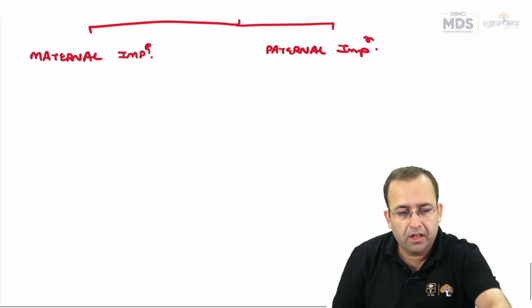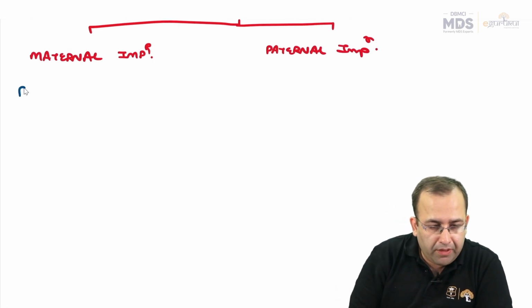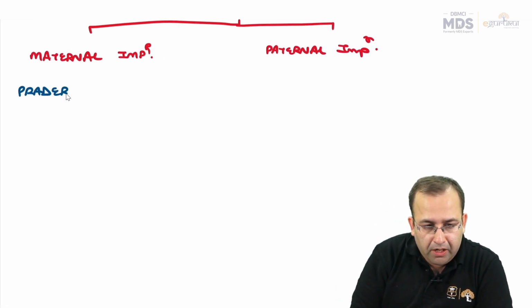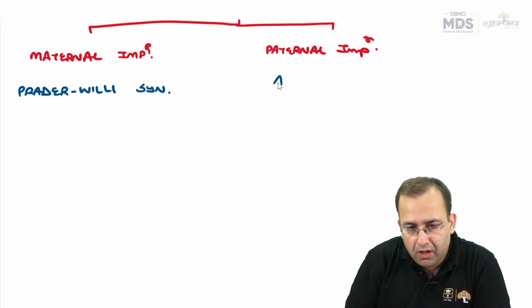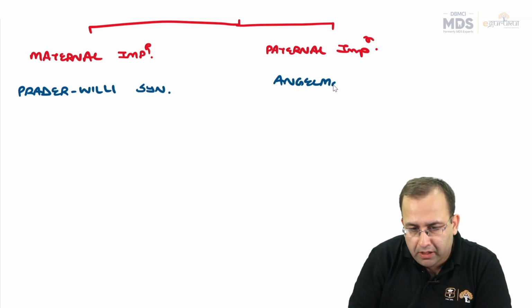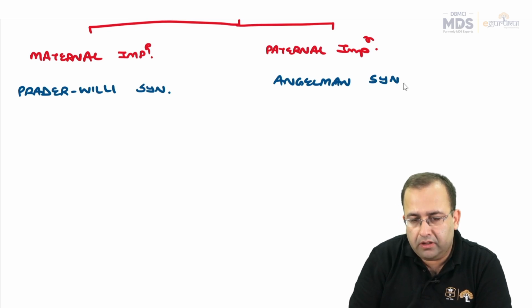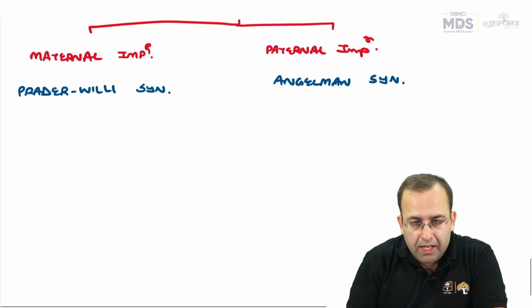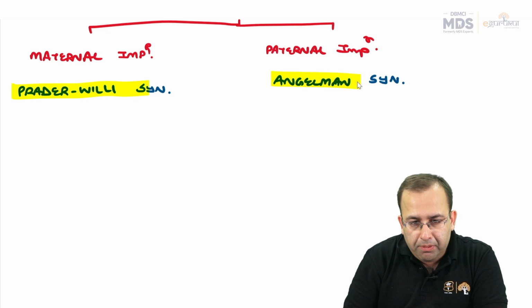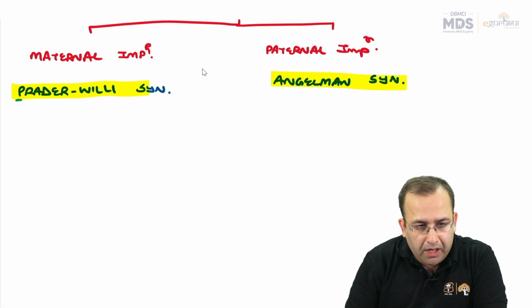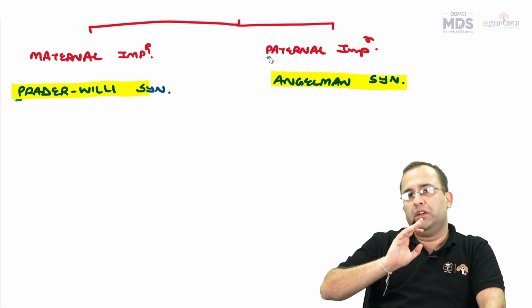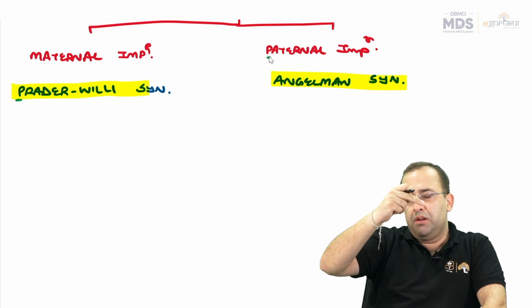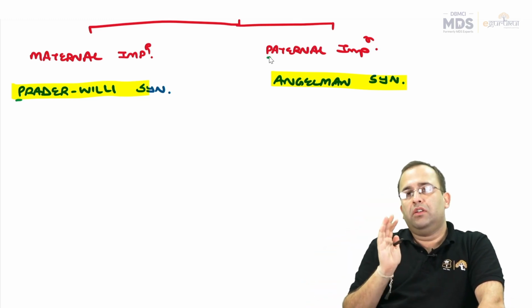What is the name of the disease? With maternal imprinting, it is called Prader-Willi syndrome. Maternal imprinting is Prader-Willi syndrome versus paternal imprinting, that is Angelman syndrome. Easy to remember. P and P do not go together. So Prader-Willi को paternal imprinting मत बना देना. Prader-Willi is maternal imprinting, Angelman is paternal.